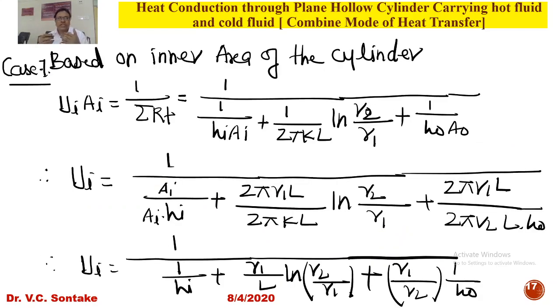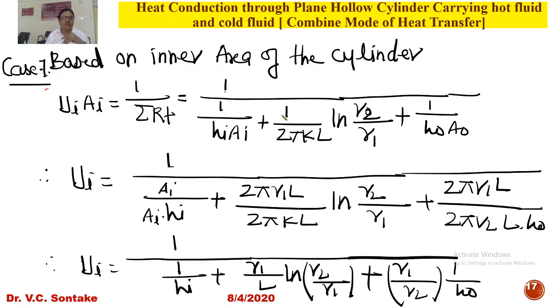Now, since in case of a plane cylinder we have an inner surface and an outer surface, and both are varying in area, for a plane cylindrical surface we will have the concept of overall heat transfer coefficient based upon the inner radius and overall heat transfer coefficient based upon the outer radius. So let us consider case 1, on the inner area of the cylinder.